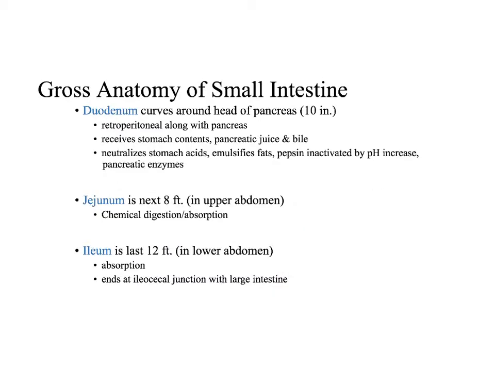Okay, now the gross anatomy of the small intestines. So the duodenum, some people say duodenum, either one is right. It curves around the head of the pancreas. It's about 10 inches long. It's retroperitoneal, so it's behind the peritoneum. The duodenum is the first part, so that means it's going to receive the stomach contents, the secretions from the pancreas, and the bile.